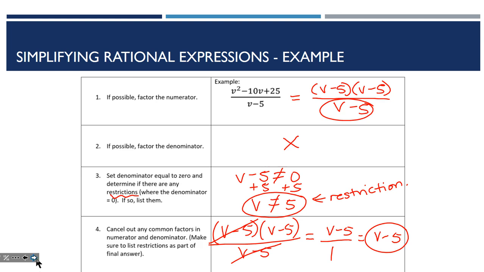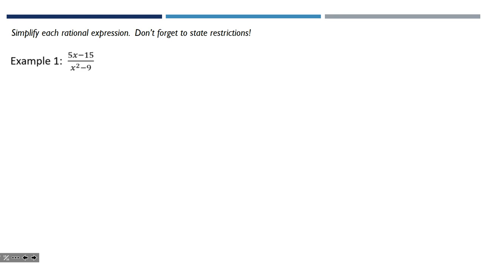All right, let's try a couple more examples. So here's another example. Step 1, factor the numerator. In this case, I have a greatest common factor. My greatest common factor is 5. So I'm going to factor out the 5. Step 2, factor the denominator. So x squared minus 9. No GCF, but that's a difference of 2 squares. That's going to factor into x minus 3 times x plus 3.